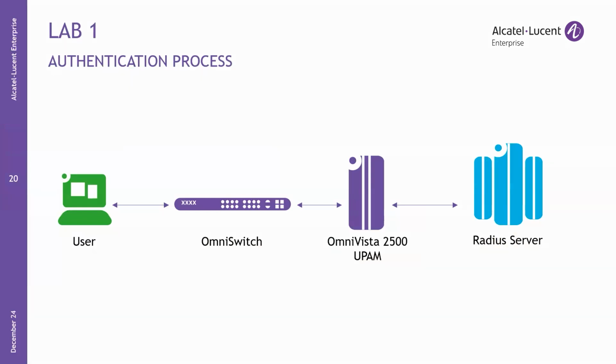All OmniSwitches and OmniAccess Stellar access points managed by OmniVista are automatically added as network access devices in UPAM. Since UPAM is acting as a proxy, it forwards the RADIUS packets to the actual RADIUS server, which is the network policy server integrated with the Active Directory on the DC1 Windows server. Based on the Active Directory database, the server determines whether to grant or deny access.